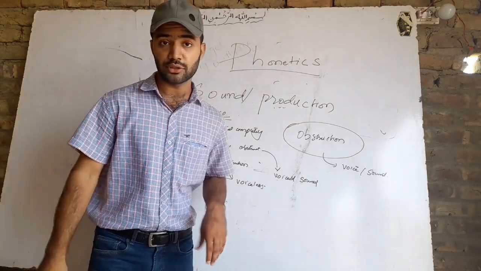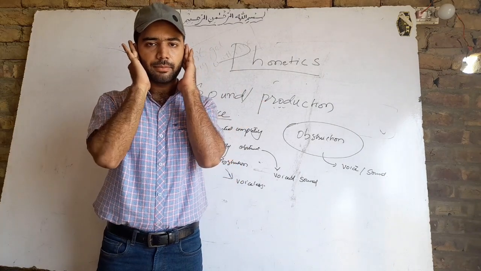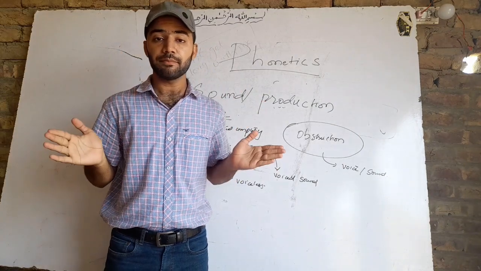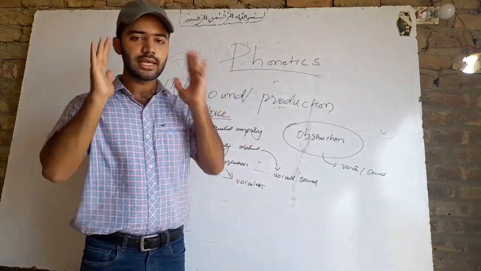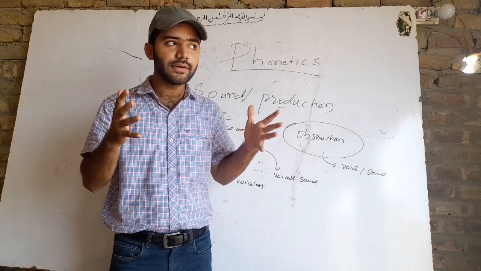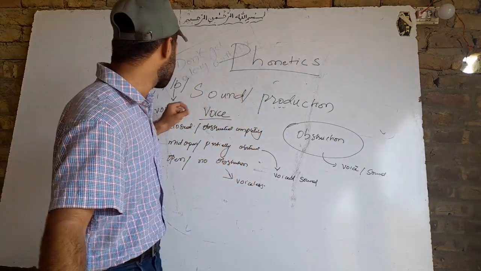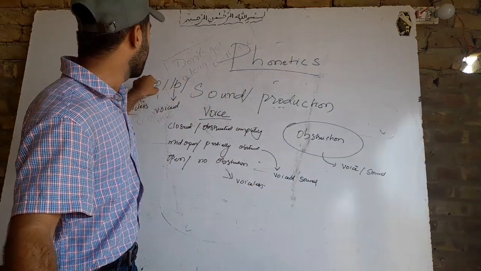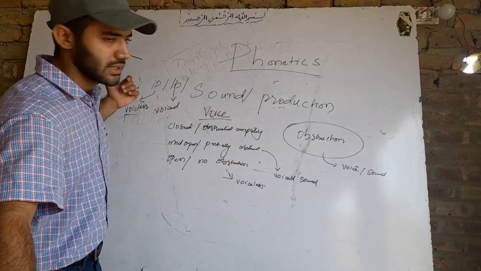Now again, let's do it. Place your fingers on your ears and say pa. When you say pa, you will not hear any buzzing sound. But when you say ba, you will feel that there is a buzzing sound produced. That buzzing sound determines that the sound is voiced, and when the buzzing sound is not present, it means that the sound is voiceless.